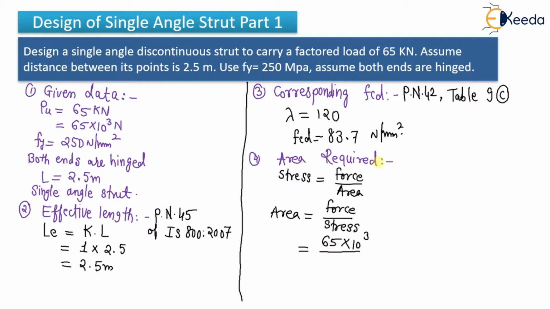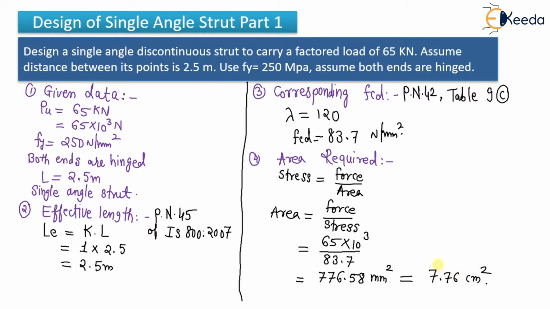What is the value of stress? We have assumed this 83.7. So for that, the area required is 776.58 mm square, or in centimeter square it will be 7.76 centimeter square. Now what you should do, you open the steel table and find the section which has area greater than this.